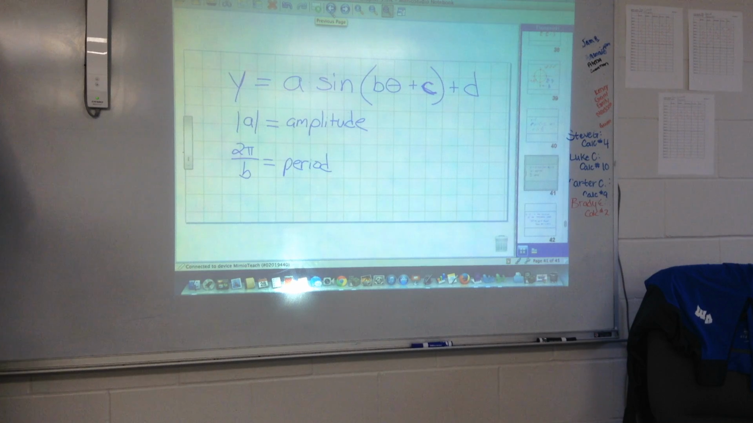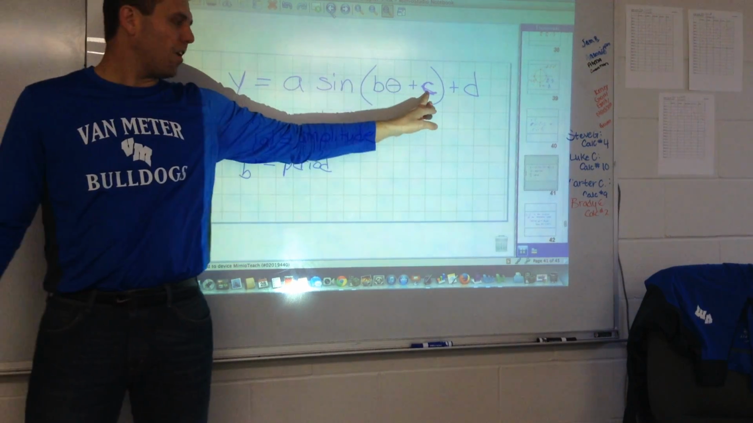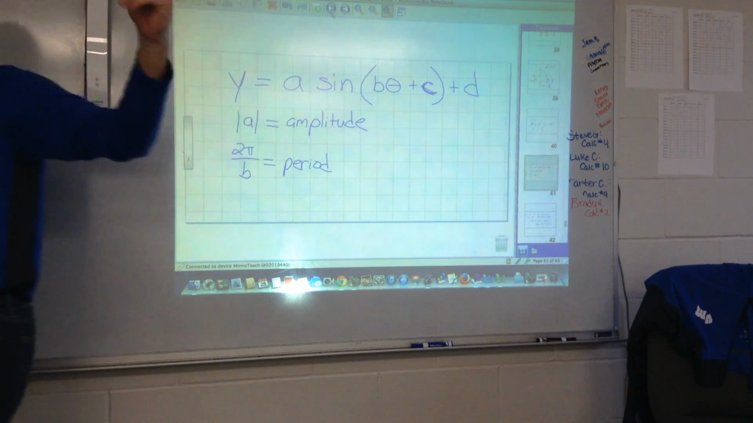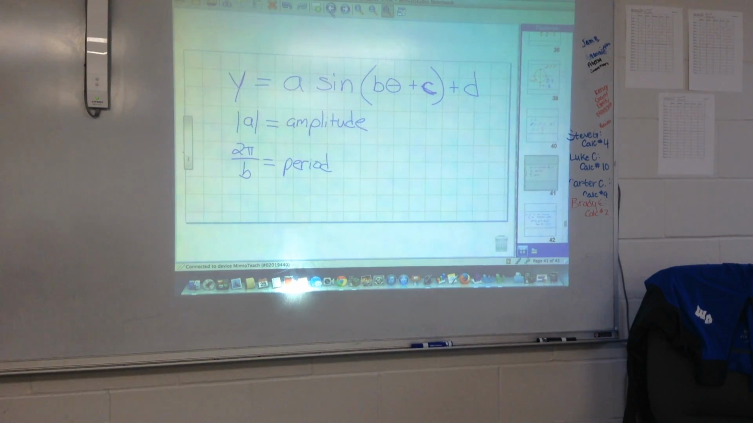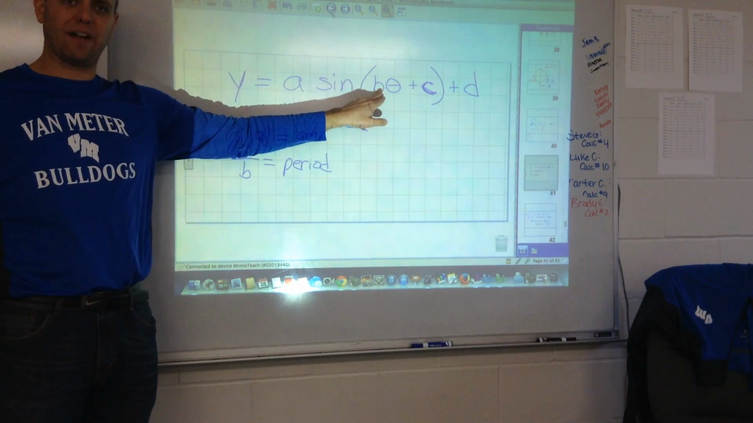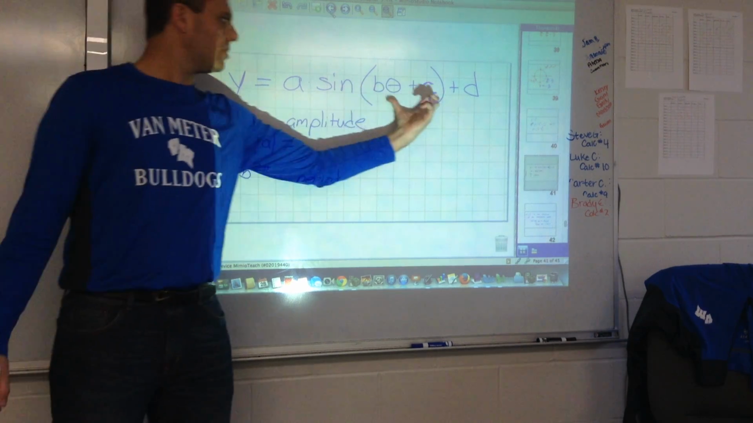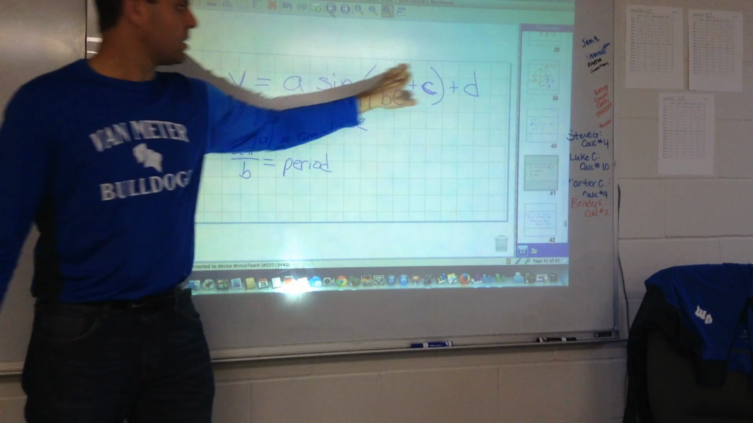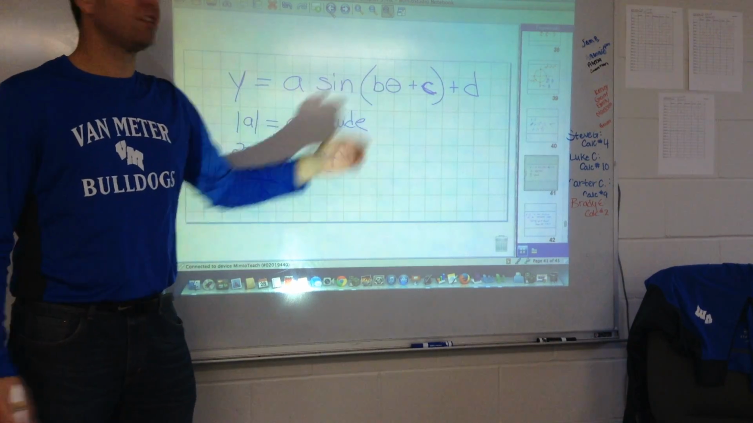Okay? Alright. Now, unfortunately, C is not itself just the shift left and right, because there can sometimes be B values that affect it. This is in parentheses here. I'm going to take what's in parentheses and set it equal to 0.